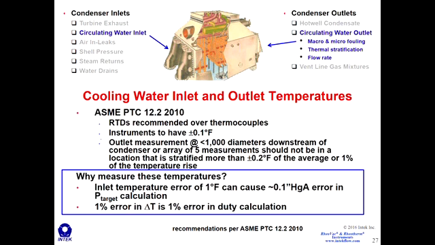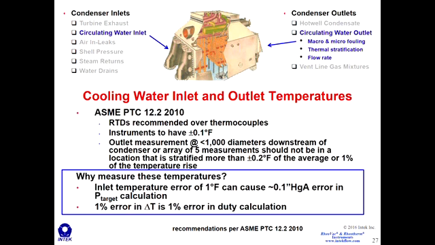Performance Test Codes 12.2 also gives some recommendations on locations. Location is very, very important for making outlet temperature measurements. Outlet temperature measurement can be made up to 1,000 diameters downstream of the condenser. The recommendation is to make it less than 1,000 diameters downstream of the condenser to avoid significant thermal losses to the environment. That's why they have that recommendation there.